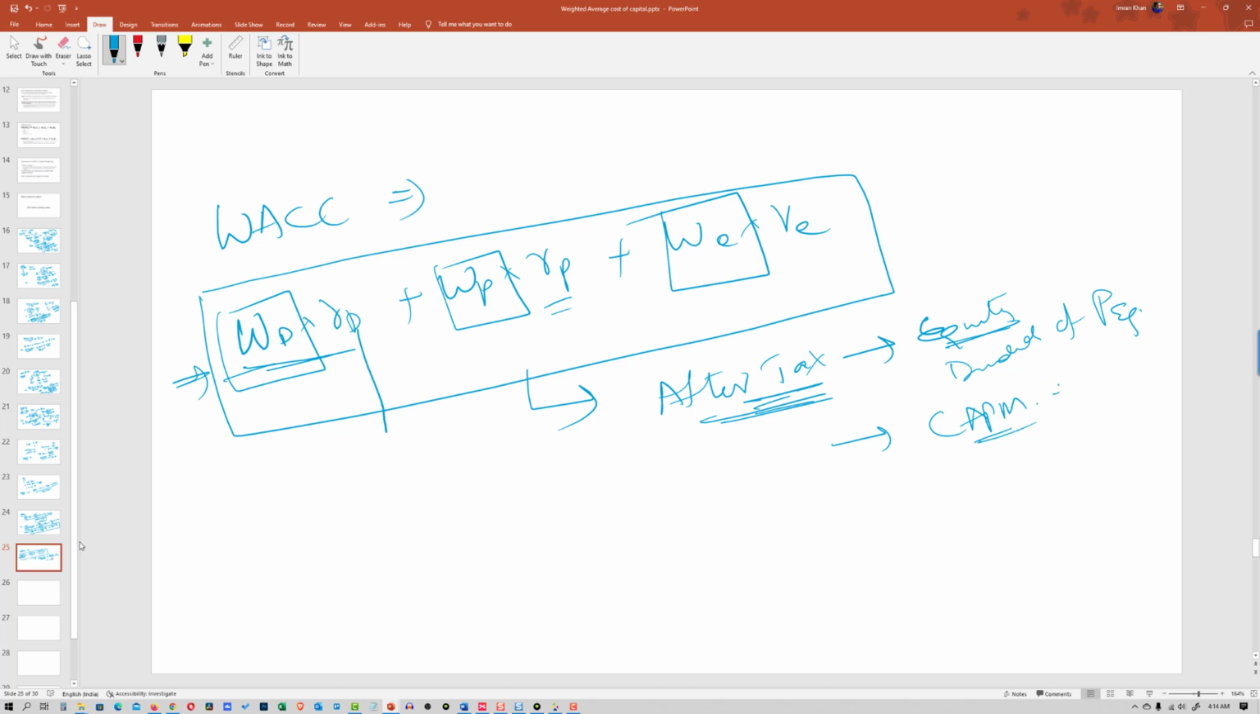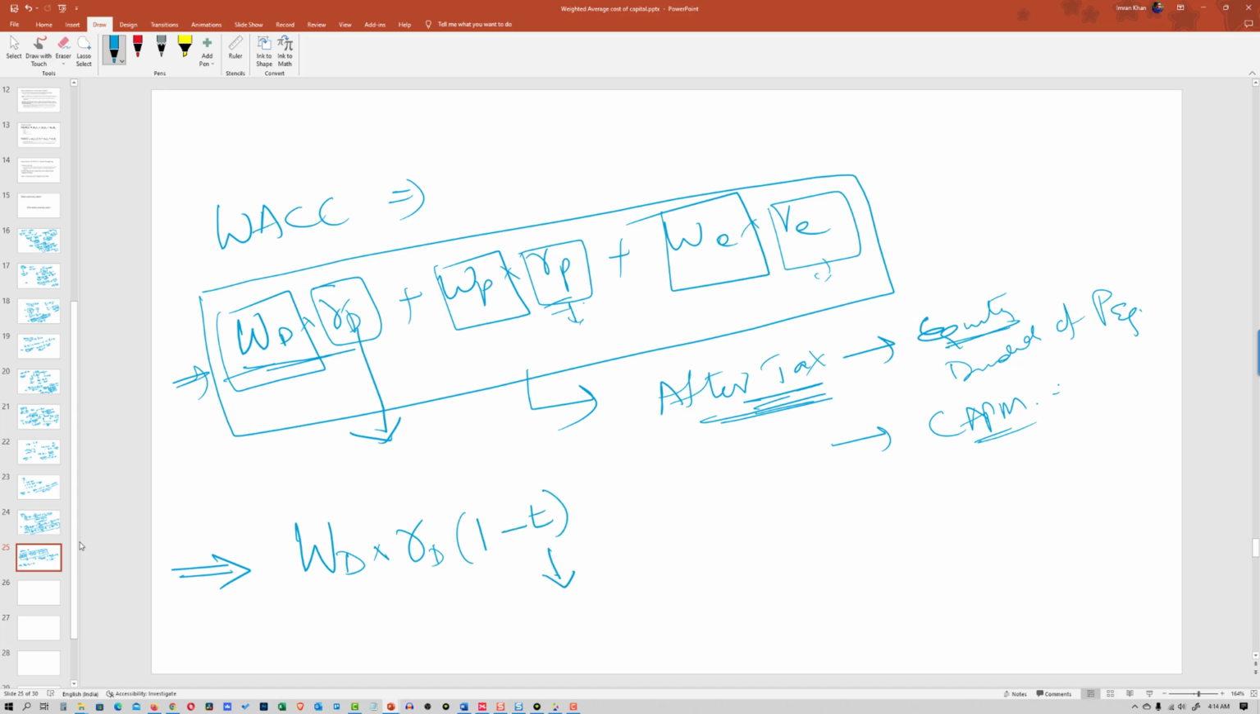But here, the rate of debt is tax deductible, meaning you would not pay taxes on this. But here you have to pay taxes. The rate of equity and the rate of preferred equity, you have to pay taxes. But the rate of debt, you don't pay taxes. For that reason, we have to slightly modify our formula. We are saying weight of debt into rate of debt into 1 minus T.